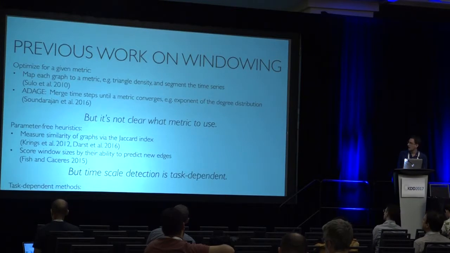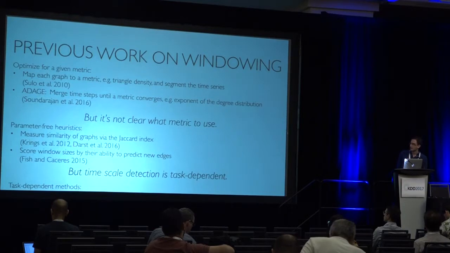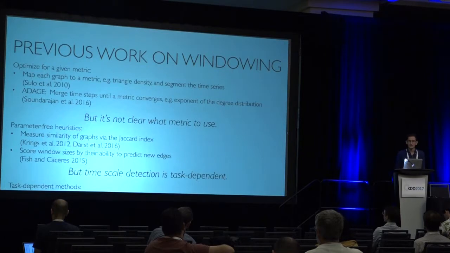These have the advantage that you don't have to choose anything, but they have the disadvantage that I'll get to more in a little bit: the problem of finding the right window size is task dependent. By which I mean if you have some task you want to accomplish, say, predicting new edges or predicting new attributes, which I'll focus on, you're going to want a different window size for each of those tasks. So if I use a parameter-free heuristic, I'm not going to capture that.